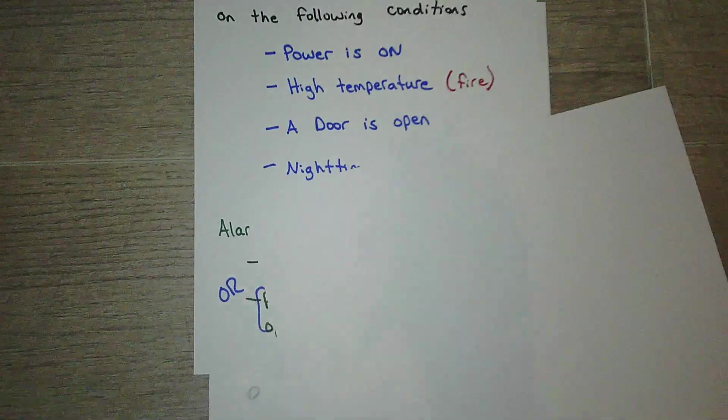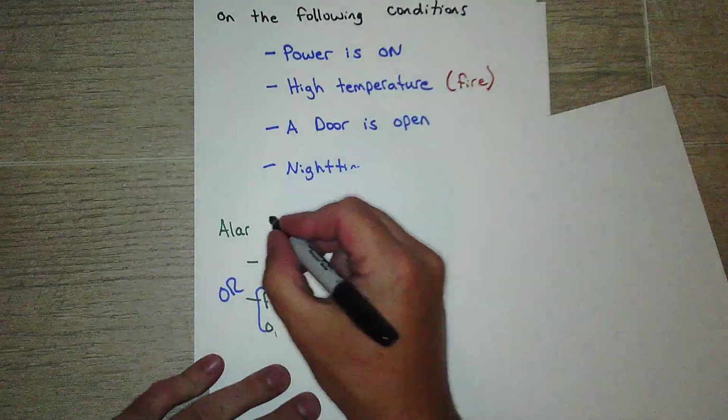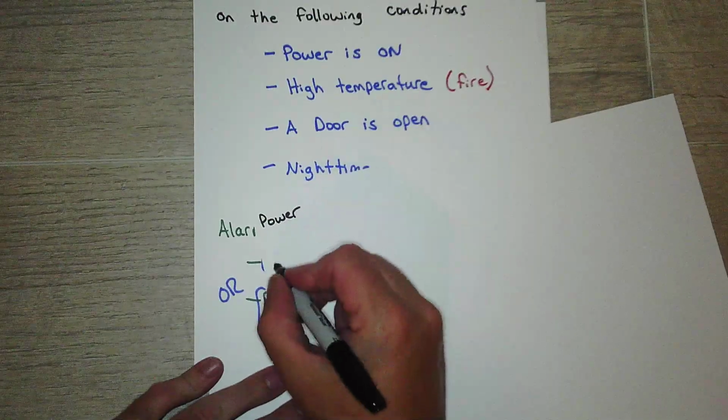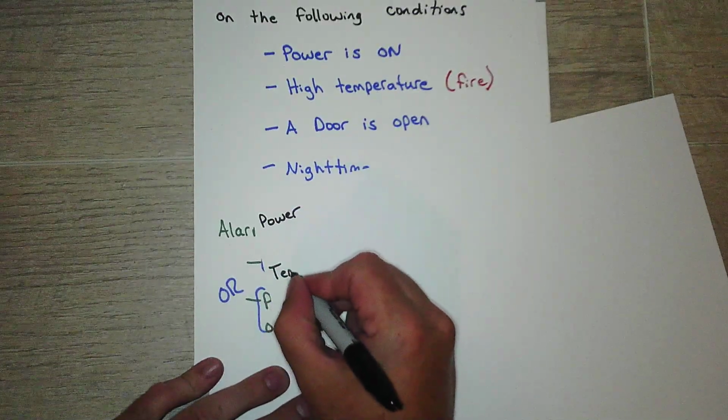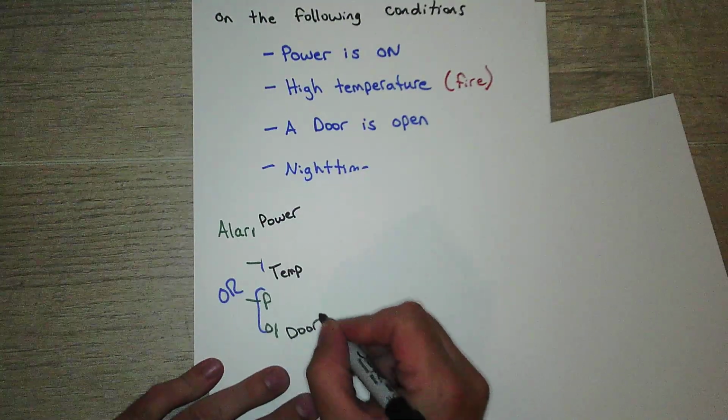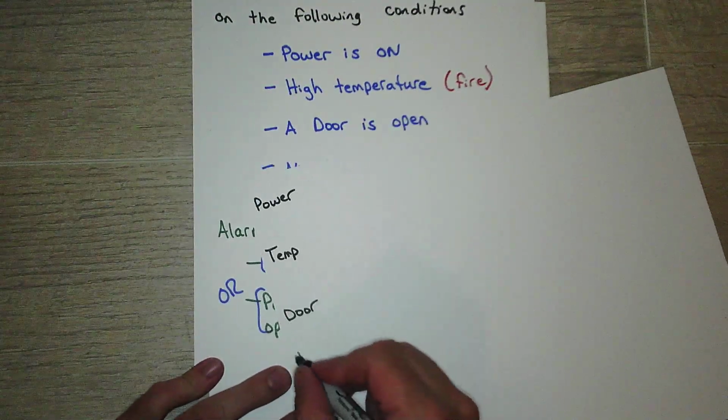Alright, so we have all our inputs: power, temperature, door, and then time of day.